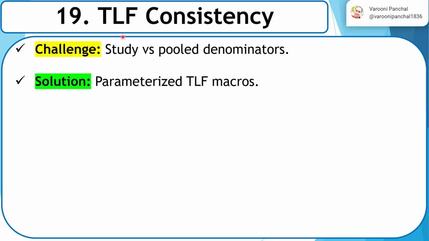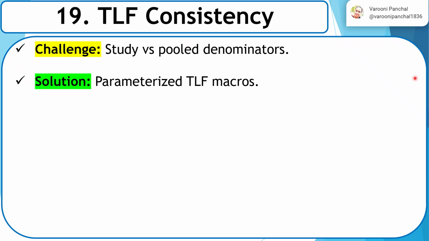Number 19 is your TLF consistency, which is tables, listings and figures. Now the challenge here is study versus pool denominators. The tables and listings need to be consistent across all 12 individual studies. If not, for example, the percentage may have been calculated using a different denominator in study A, whereas in study D some other denominator was used while calculating the percentages, right?